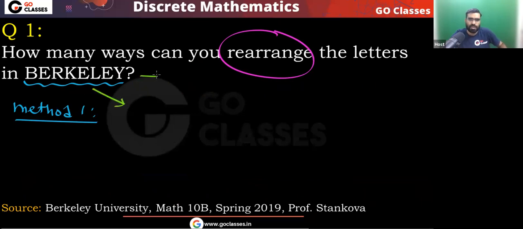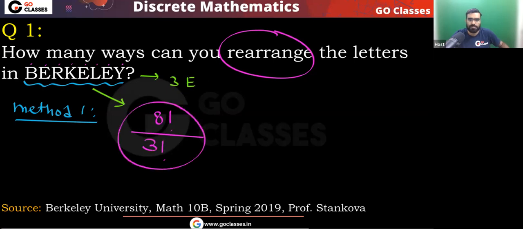In this word, you can easily notice that there are 3 E's. All the other letters are unique. So finally, how many letters are there in total? You can see 1, 2, 3, 4, 5, 6, 7, 8. In total, you have 8 factorial divided by 3 factorial. This will be your answer, right? So very simple. This is your method number 1. Basically, you can apply the direct formula.